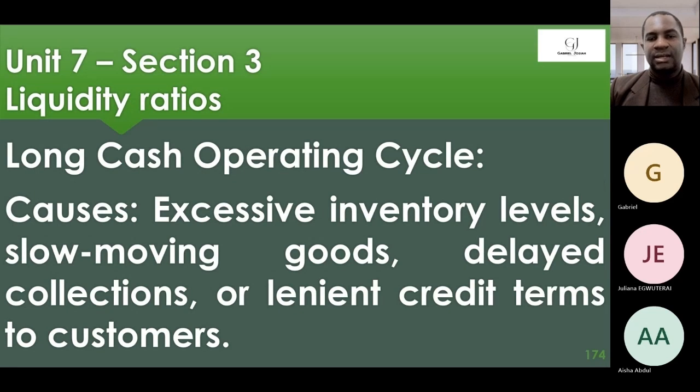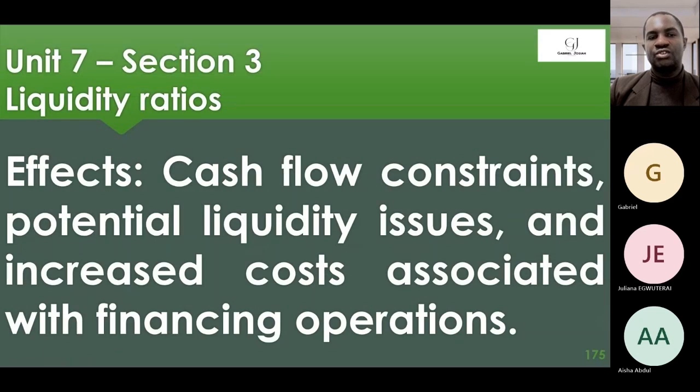While for a longer one, the causes are excessive inventory levels, slow-moving goods, delayed collections, and this is the picture of Dan Kabir, or lenient credit terms to customers. So maybe they look at the percentage is low, and maybe the materiality threshold they set is such that they just become complacent and not push to collect their money or pay people or convert their inventory to cash. So the level of push and drive is also a factor that could cause a high cash operating cycle. And the effects: cash flow constraint, potential liquidity issues, and increased cost associated with financing operations. Exactly, these are the effects, and it must be avoided at all costs.